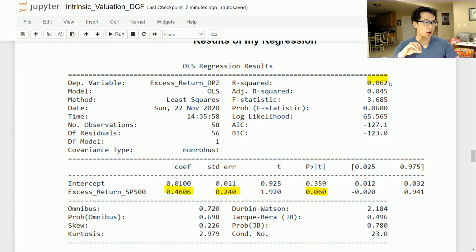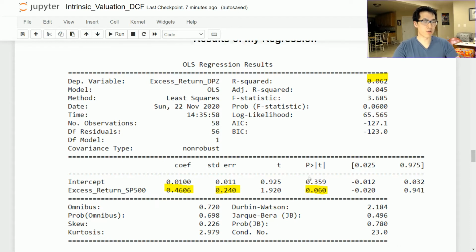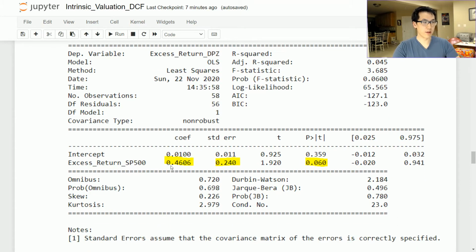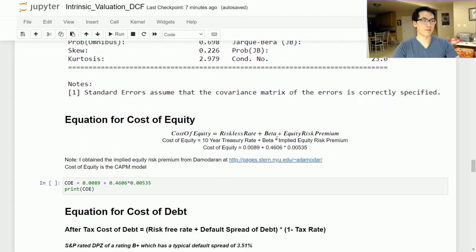Note that the R squared term is like 6%, which is really bad. The standard error is 24%, that's also really bad. And the p-value is not really that significant. You want this to be less than 0.05. But for the evaluation's sake, we will continue on with this metric, utilizing the coefficient with the assumption that our evaluation might not be totally correct. And that's just what life is.